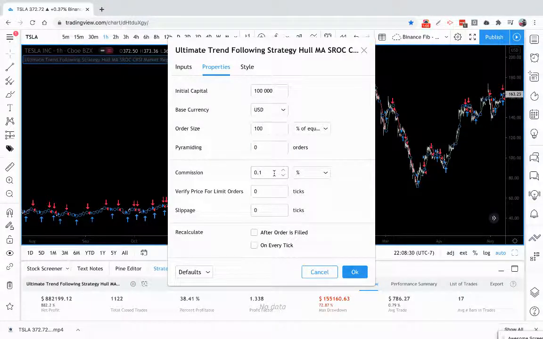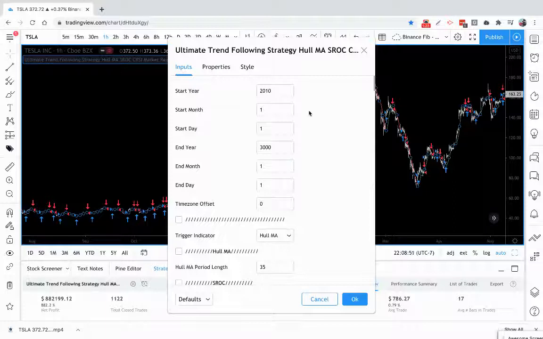Then you'll set your commission. We'll keep this at 0.1 for a stock trade, where we have Tesla right now that we're trading up here on a 1 hour chart. And we're going to recalculate the strategy on every tick. Okay, so now we've changed our properties and capital management. We're going to go over now to the defaults.